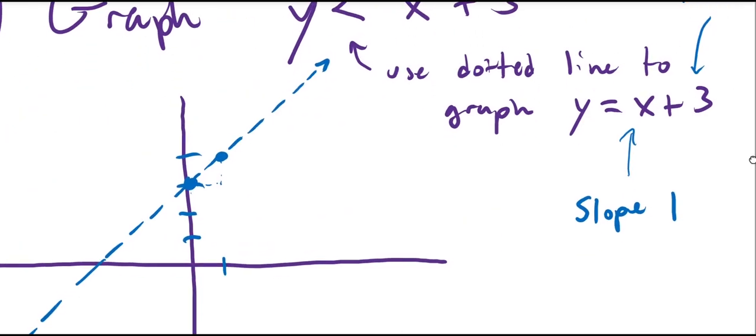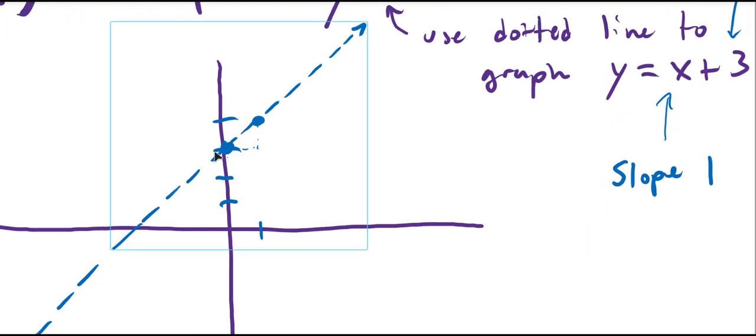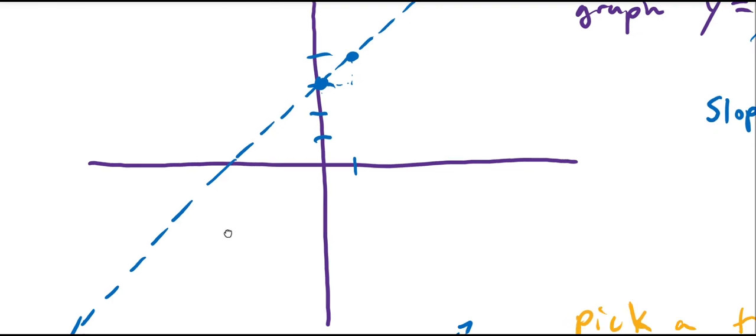First, graphing the line. We should use a dotted line for this one because we have strict inequality. So the line itself is not going to be included, but we still want to depict it, so we use a dotted line for that. Then we can use the fact that this is in slope-intercept form. We have a slope of 1, a y-intercept of 3. So we start at 3, and we go over 1, up 1, and that gives me a point. So this is our line.